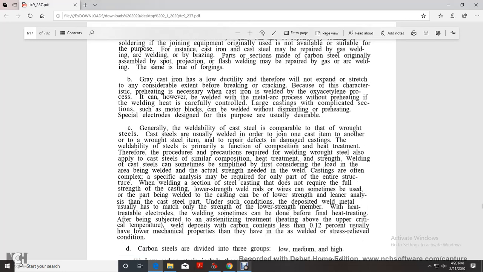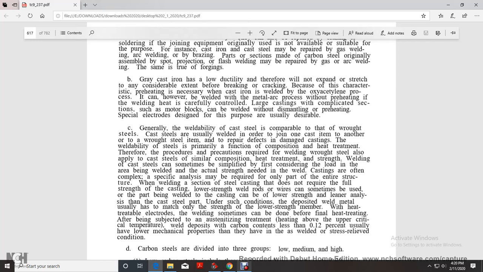Gray cast iron has low ductility and therefore will not expand and stretch to any considerable extent before breaking and cracking. Because of this characteristic, preheating is necessary with cast iron welding. Metal arc welding can be done without preheating if the welding is carefully controlled. Large castings of complicated sections, such as a motor block, can be welded without dismantling. Preheating and special electrodes designed for the purpose are usable and desirable.